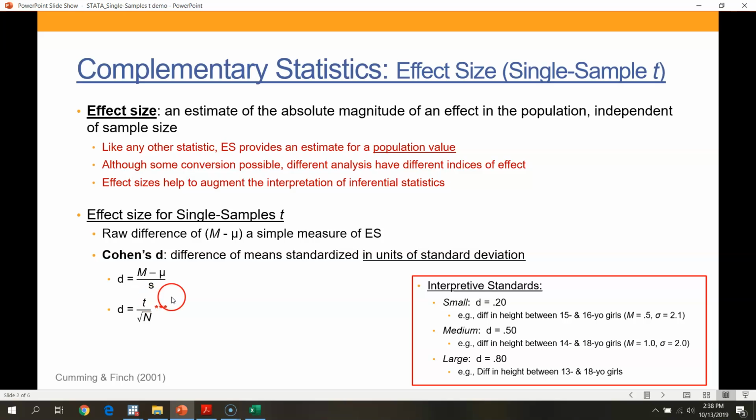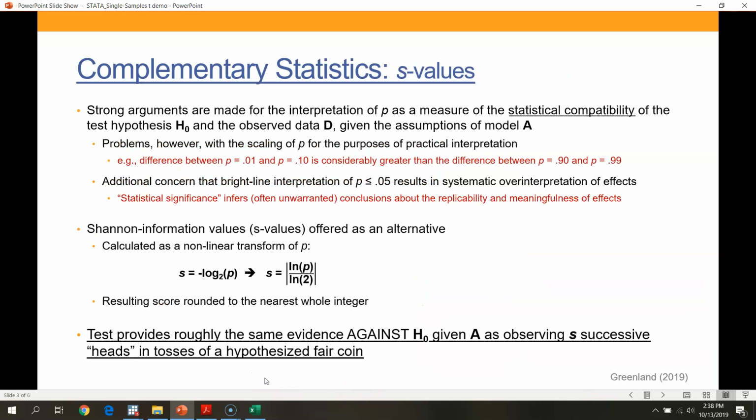Remember, we're going to calculate effect sizes. For a single sample t-test, this is pretty straightforward. We're just going to take our observed value of the mean minus our reference value over the standard deviation. This gives us an index of the magnitude of difference in standard deviation units. Cohen's benchmarks are listed here.